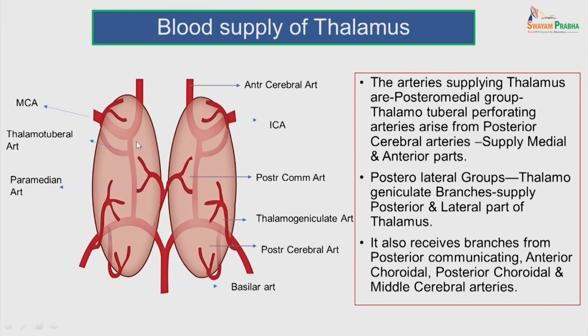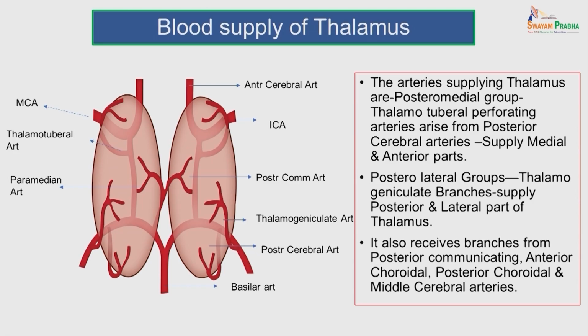Now we come to the blood supply of the thalamus. As we are all aware, the cerebral cortex is supplied by three sets of arteries, mainly from the internal carotid and the basilar artery, each giving an anterior cerebral artery, middle cerebral artery and posterior cerebral artery. Each of these arteries has a general plan of blood supply. It has cortical branches, perforating branches and choroidal branches.